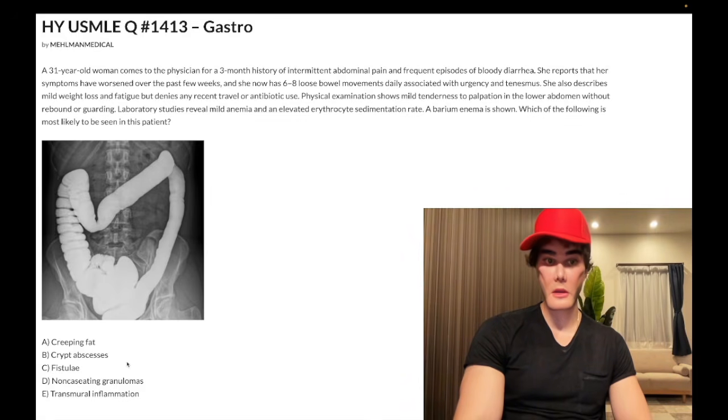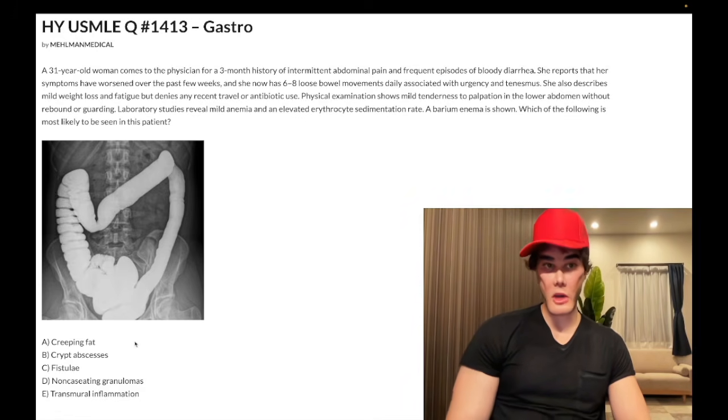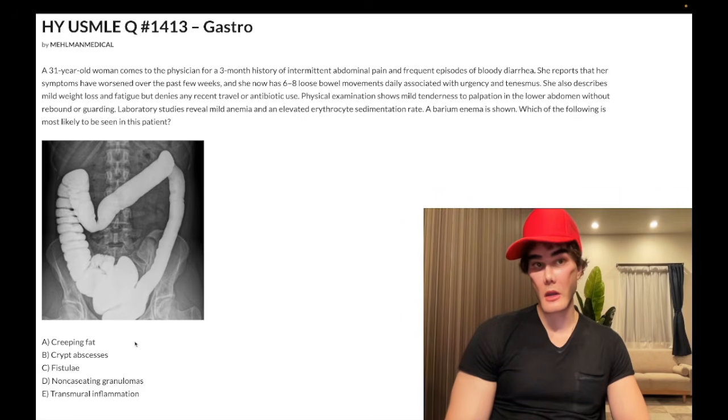Choice C, crypt abscesses, correct answer. So in ulcerative colitis, you're going to have accumulations of neutrophils within the GI crypts, and they're called crypt abscesses. They can show up in vignettes. They'll say them, and you just have to know that's UC. It's not characteristic of Crohn. Now, you can also get pseudopolyps in ulcerative colitis, which you do not see in Crohn. The inflammation of the bowel leads to raised areas of mucosa that resemble polyps, but they're not, hence pseudopolyps.